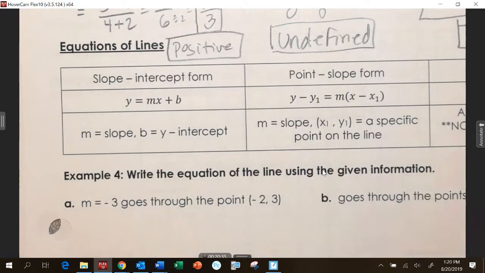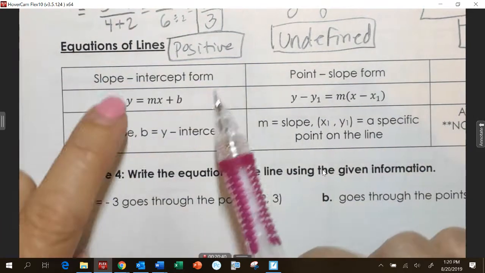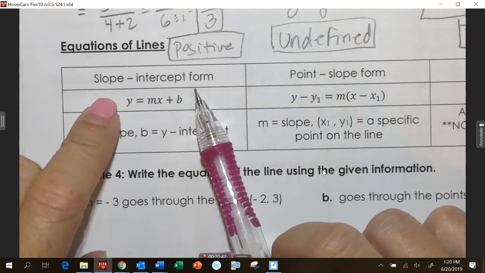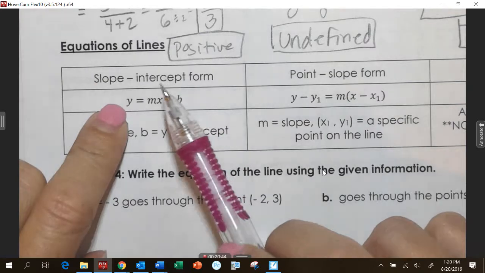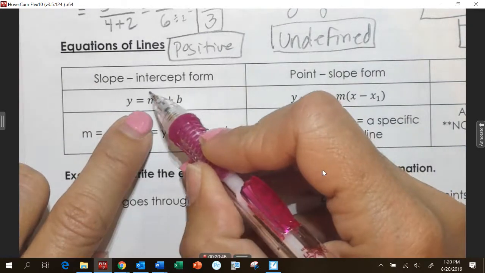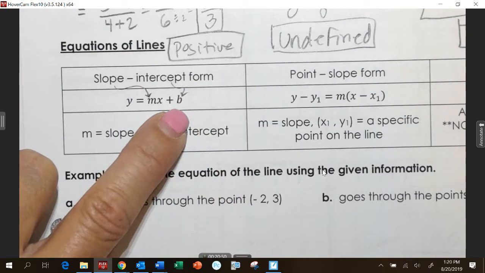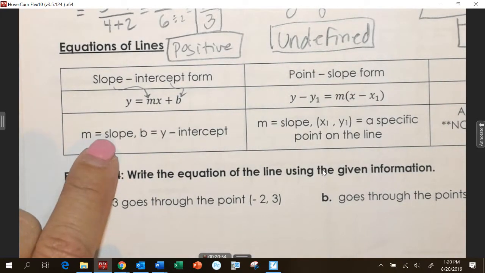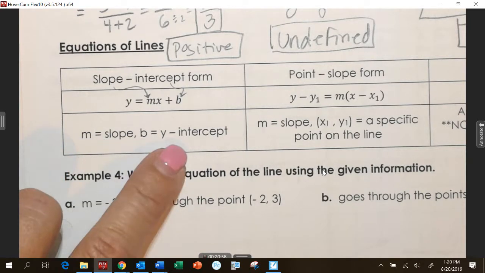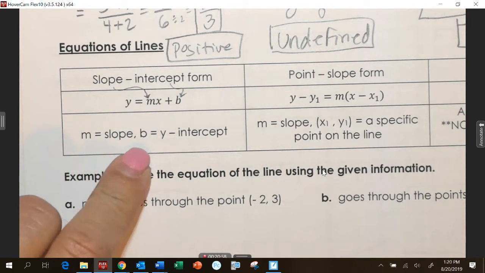Okay. Next is reviewing just different formats. The one that you guys know the most is probably slope-intercept form. It is called slope-intercept because the slope is m and the y-intercept is b. That's why it's called slope-intercept, because it has the slope and the intercept right there. Oh, and right here it says y-intercept is b and slope is m. It says it right there.